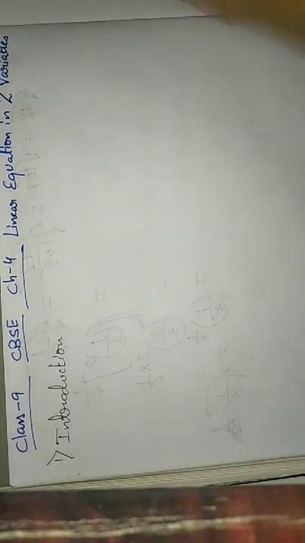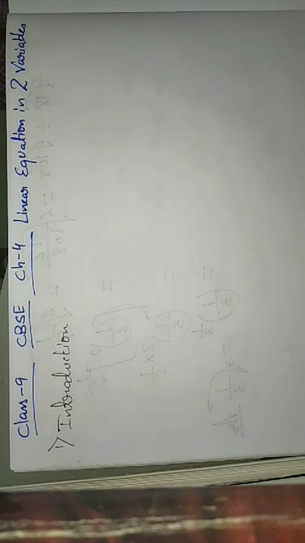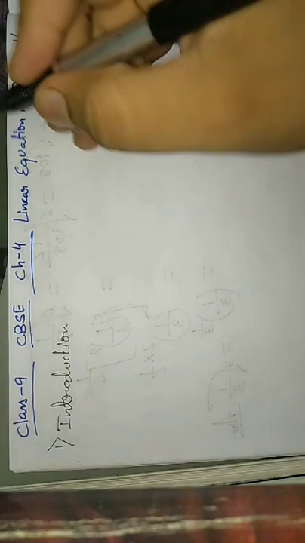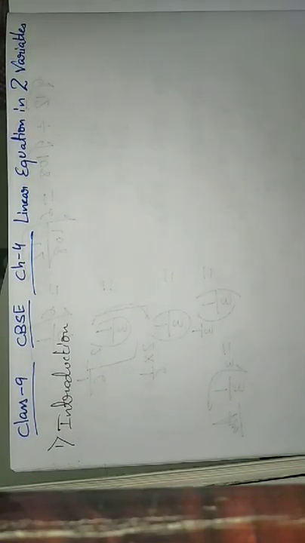So students, next chapter we are going to read linear equation in two variables. This is chapter 4 of CBSE class 9. So first of all we'll be starting with what we are going to read into this chapter.